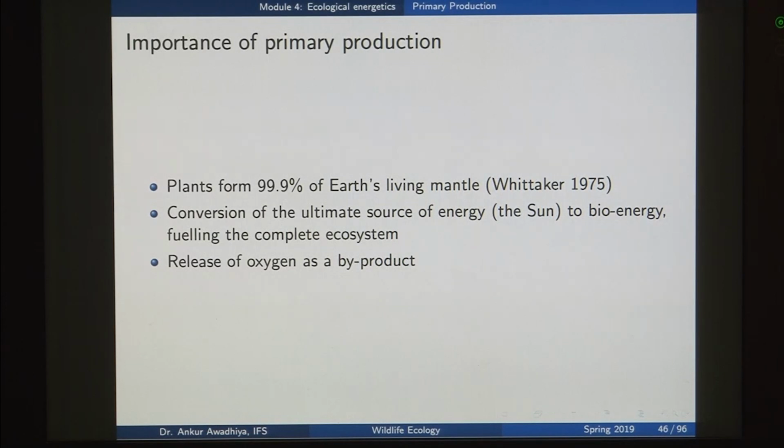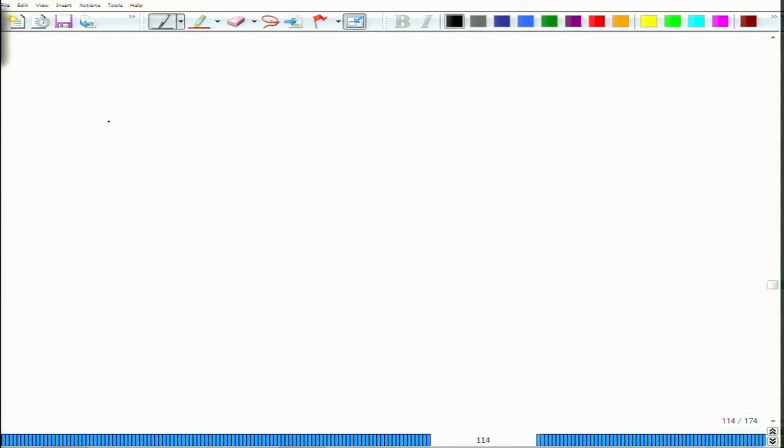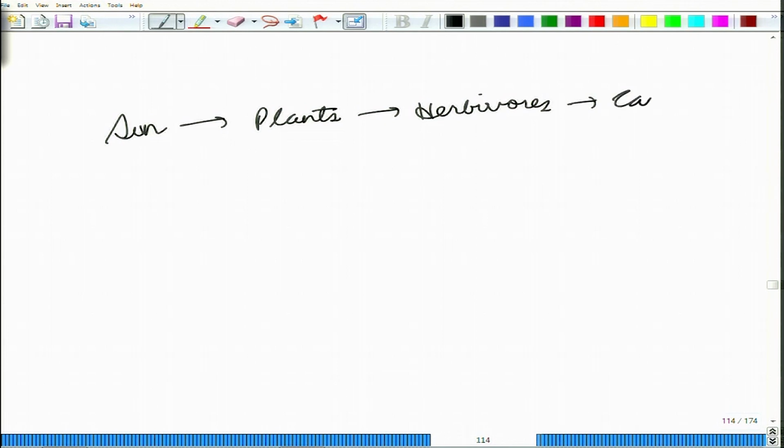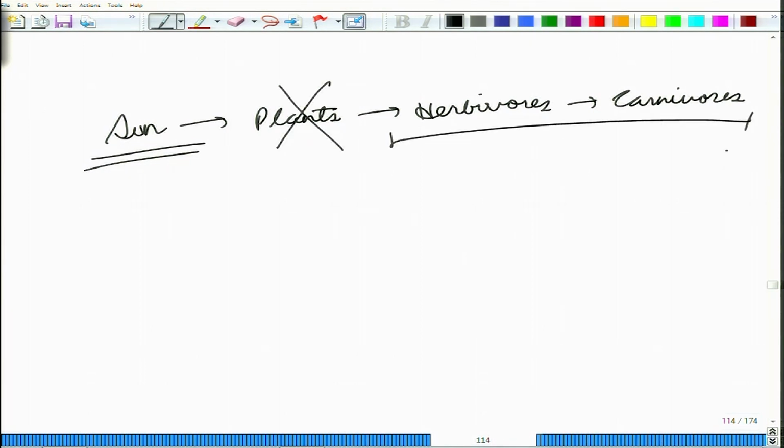The second reason is that primary production is responsible for the conversion of the ultimate source of energy, which is the sun, to biological energy, which fuels the complete ecosystem. In any food chain, the energy goes from the sun to the plants, from there to the herbivores, and from there to the carnivores. In such a food chain, the primary source of energy is the sun, and if plants are not there, the rest of the food chain will also collapse.